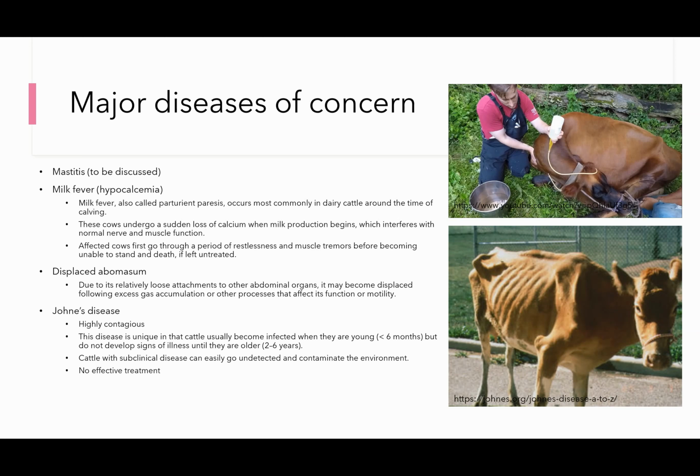Johne's disease, this was one of the diseases discussed when we did our health and disease section a couple weeks ago. It is highly contagious, and it's unique that they become infected when they are very young, but they do not develop signs until they are old, at least 2 years of age. It's easy for cows to go undetected when they have this disease, and there's no effective treatment. So typically all the animals would have to be sent to slaughter. We've talked about it previously, though. You have to have a special slaughter facility. They can't simply just go through like any cow. So it can be a major headache.